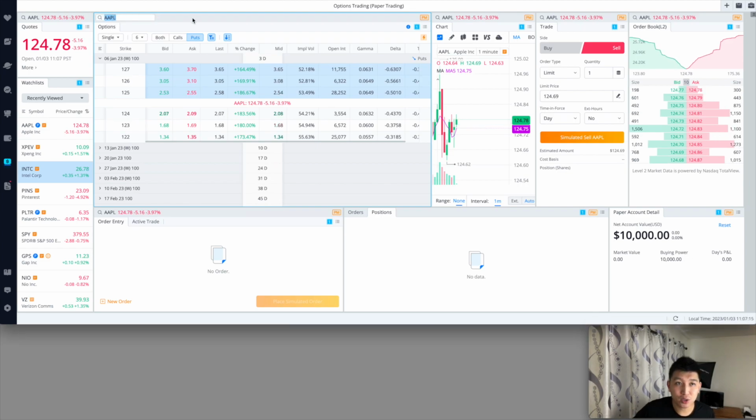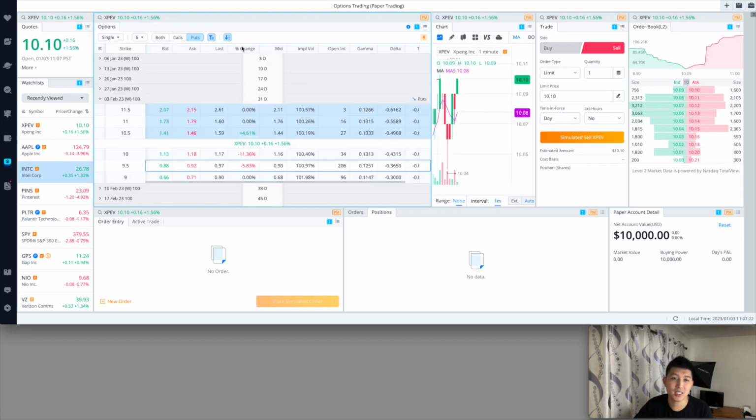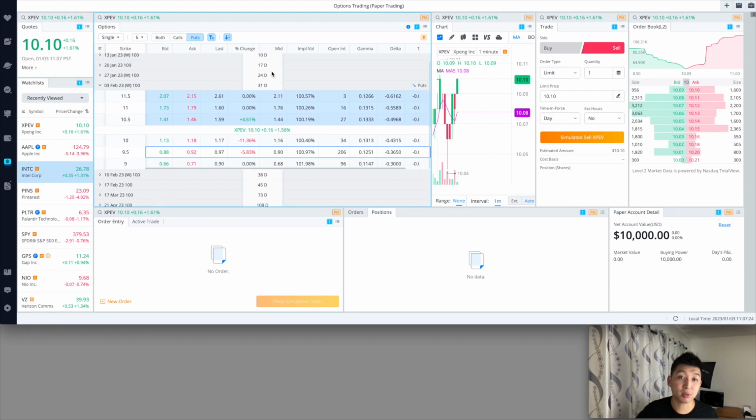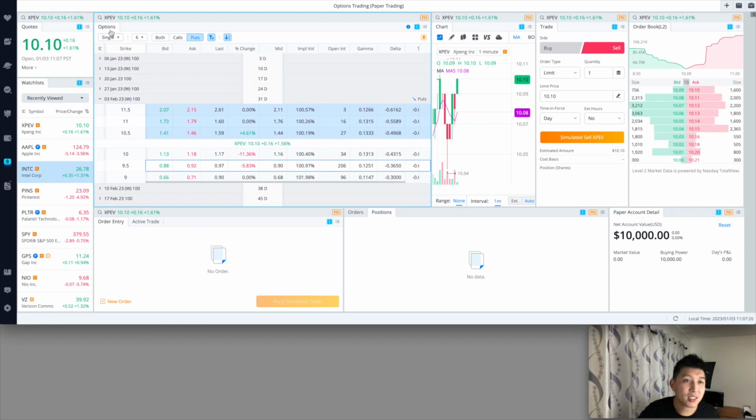Right now I'm not gonna use Apple for my example, but I'm gonna use XPeng, XPEV. This is just because it's a lower amount in terms of price. So right now I have this clicked for XPeng, everything set up. If I'm doing a put, obviously I'm gonna click on a put option right over here. So this is selected for puts.